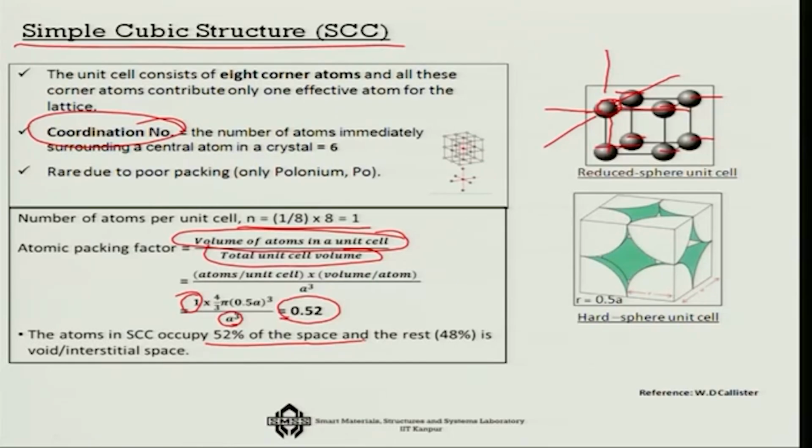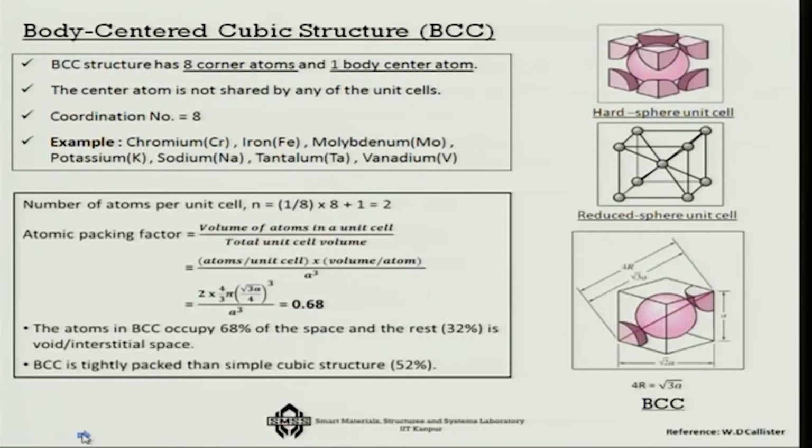That means in the cubic crystal structure, only 52% of the space is occupied by the atoms and the rest is void or interstitial space. This is really a very poor packing. Materials like polonium show this kind of packing system. Let us go to a system which is slightly more packed. The next example is BCC, body centered cubic structure. It has 8 atoms at the corner: 1, 2, 3, 4, 5, 6, like that.